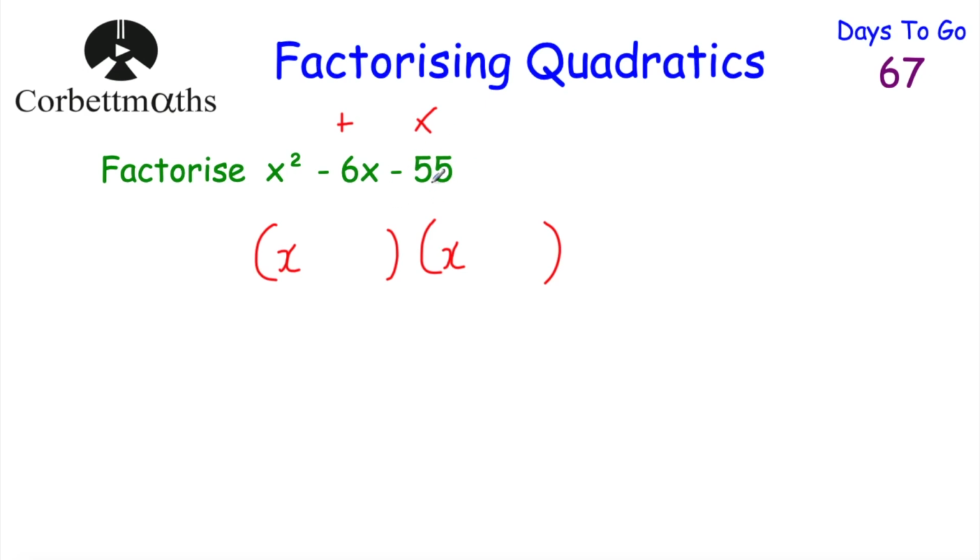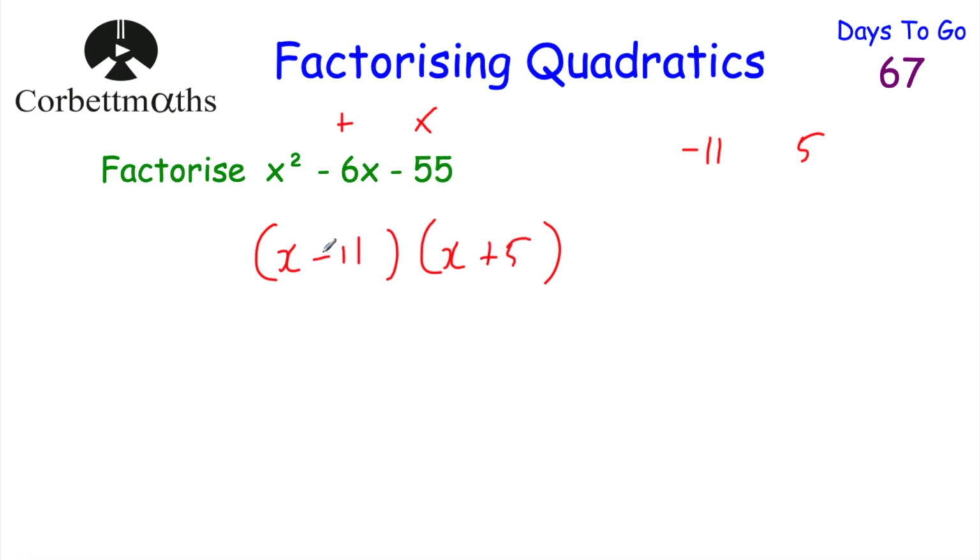So we want to find two numbers that will multiply together to give us negative 55 and add together to be negative 6. So I'm thinking negative 11 and 5, because negative 11 times 5 would be negative 55, and negative 11 plus 5, going back up 5, would be negative 6. So it's going to be x minus 11 and x plus 5, and that's it.